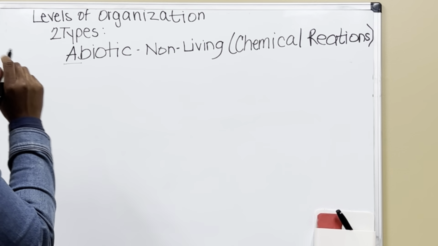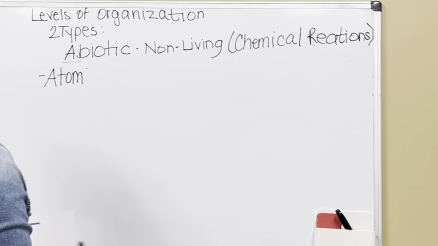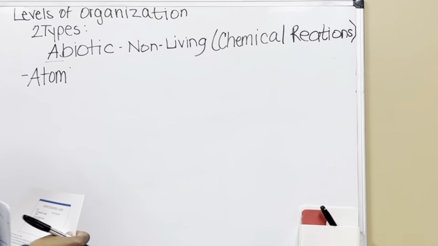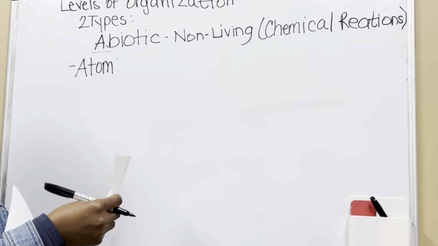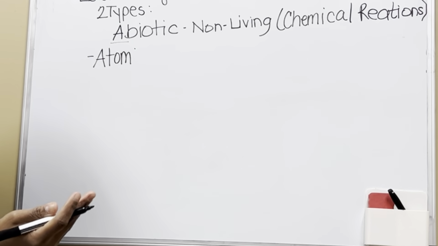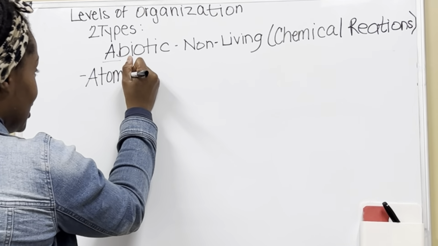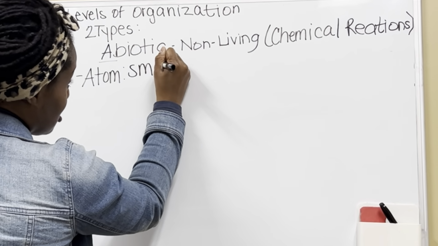With abiotic, we have atoms, which are the smallest unit of matter. Excuse me, let me not confuse you. It's not the smallest unit of life, because an atom is abiotic, so it can't be the smallest unit of life because it's non-living. Does that make sense? Yes. So we know it's the smallest unit of matter.